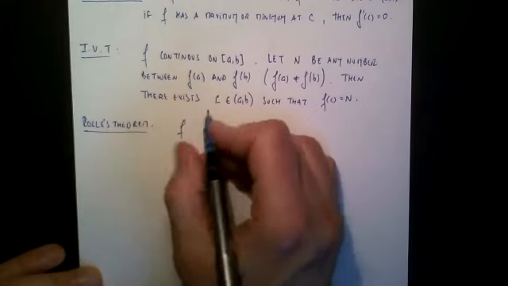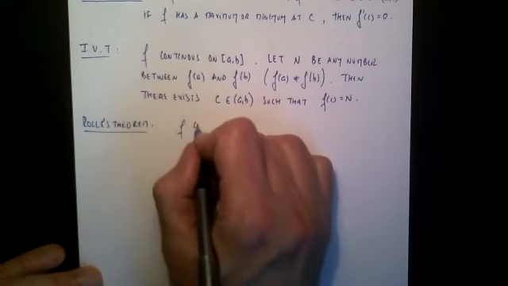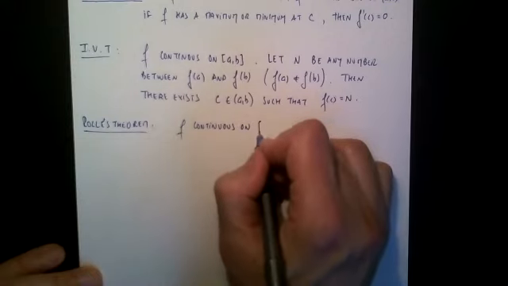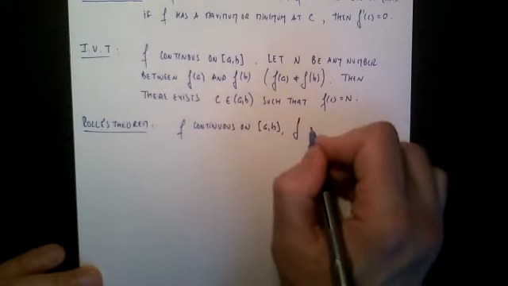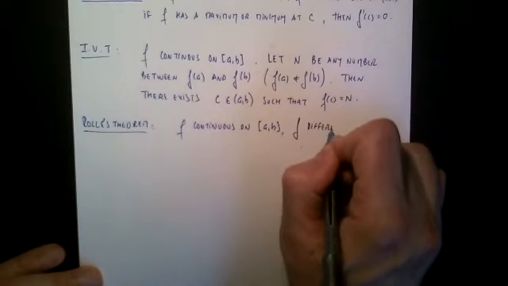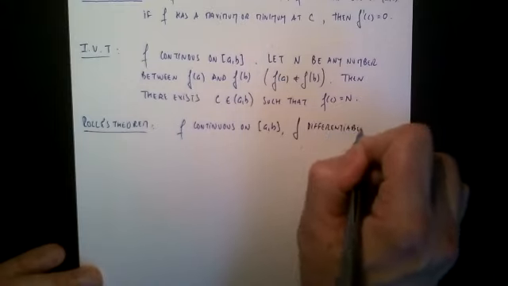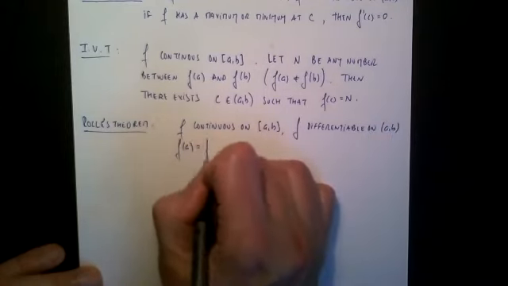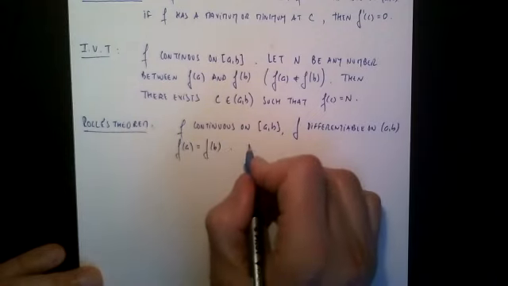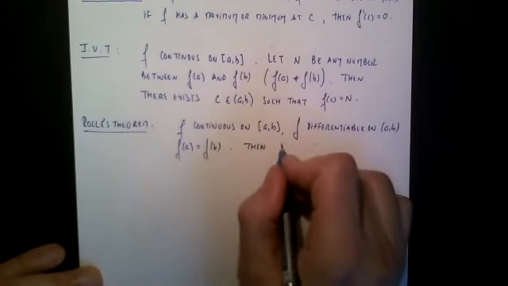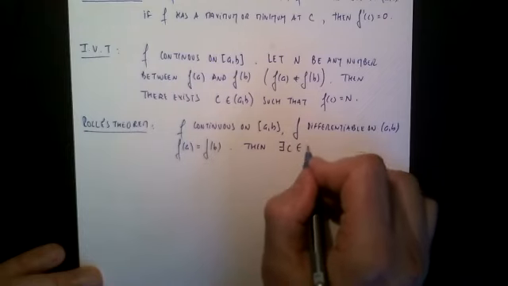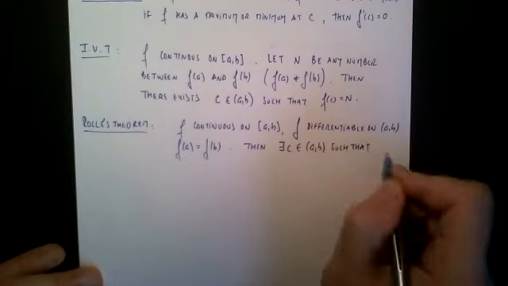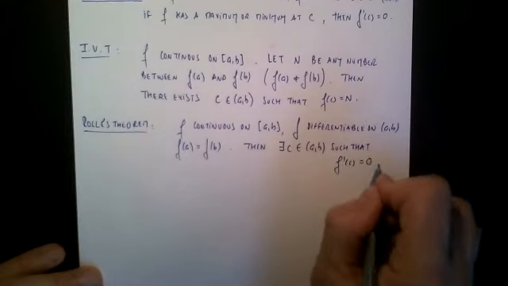So if f is continuous on AB, f differentiable on AB, and f of A equals f of B, then there exists a C in AB such that f prime of C is equal to 0.